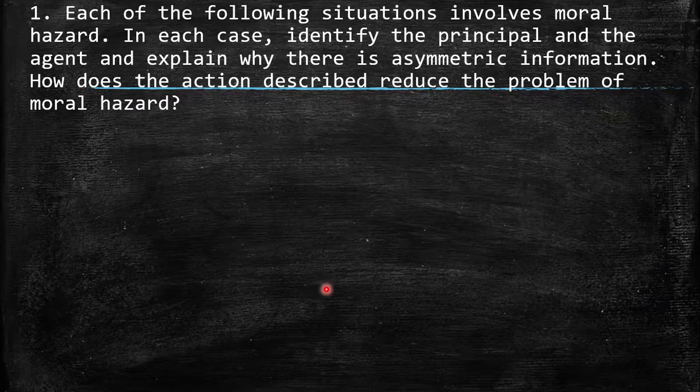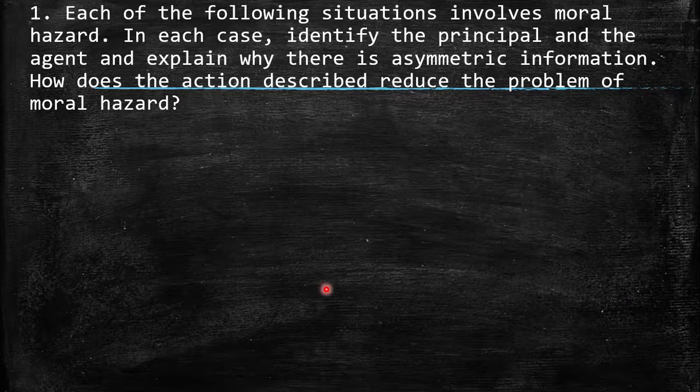So remember, when we talk about asymmetric information, this is the opposite case of symmetric information, where both parties have the same quantity of information. So asymmetric is when one party has more information than the other.